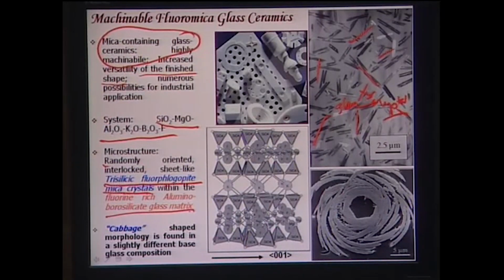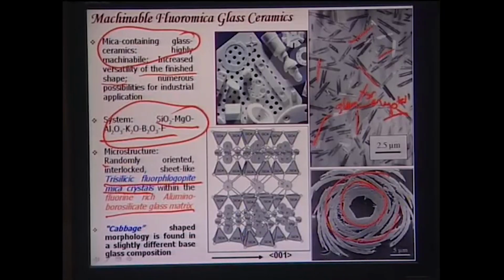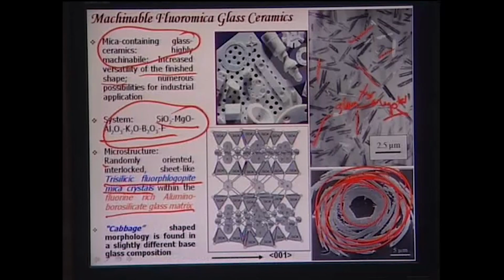It is fascinating to note here that in this particular glass ceramic system you can develop different morphologies of the crystals. For example, this morphology is called the cabbage shaped morphology. This looks more like a cabbage, right? Cabbage is a vegetable, and this cabbage shaped morphology can be developed in these materials by changing the heat treatment conditions.